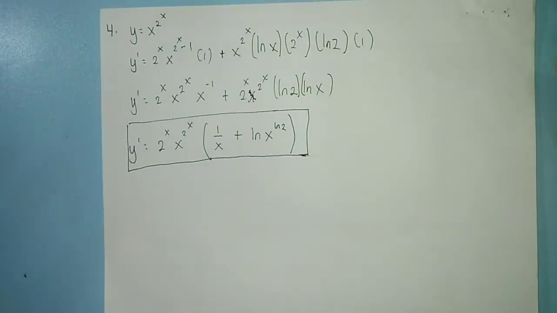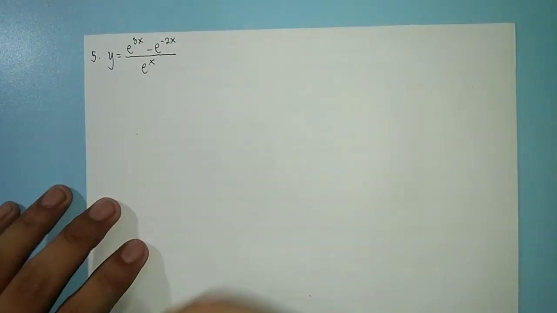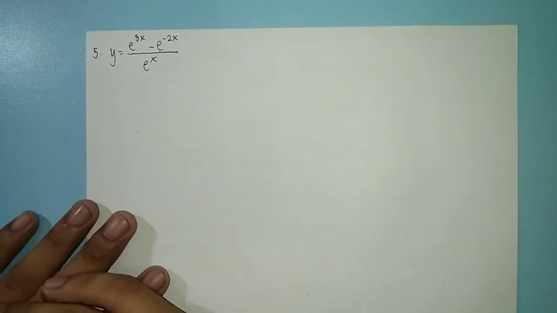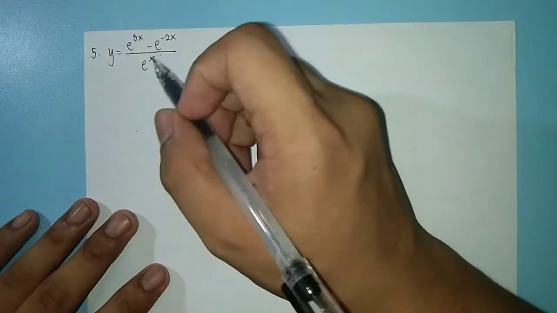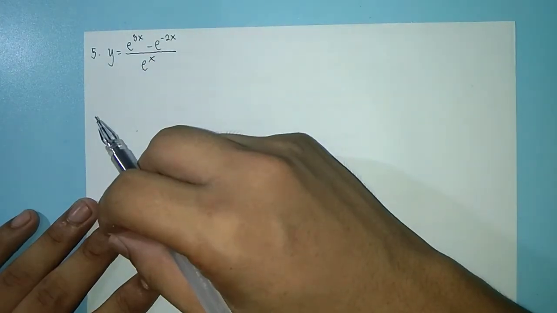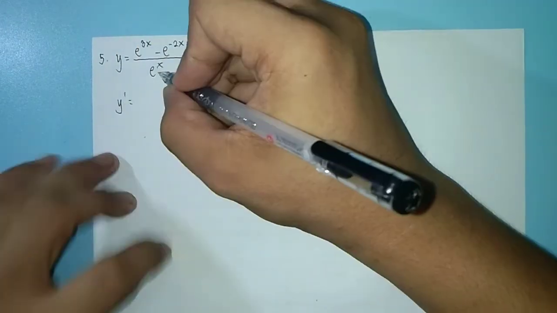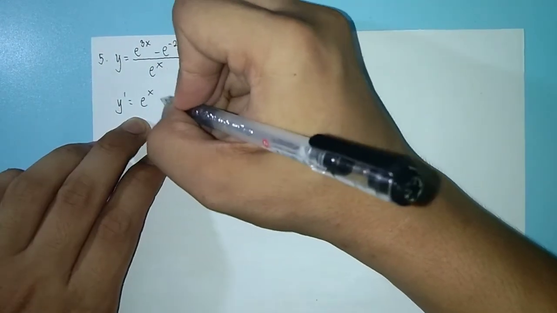For number 5, let's find the derivative of y equals e raised to 3x minus e raised to negative 2x all over e raised to x. So dito, u over v ang gagamitin natin, combination ng u over v tsaka ng e raised to u. Okay? So yung derivative niya, kopya muna yung denominator, e raised to x.